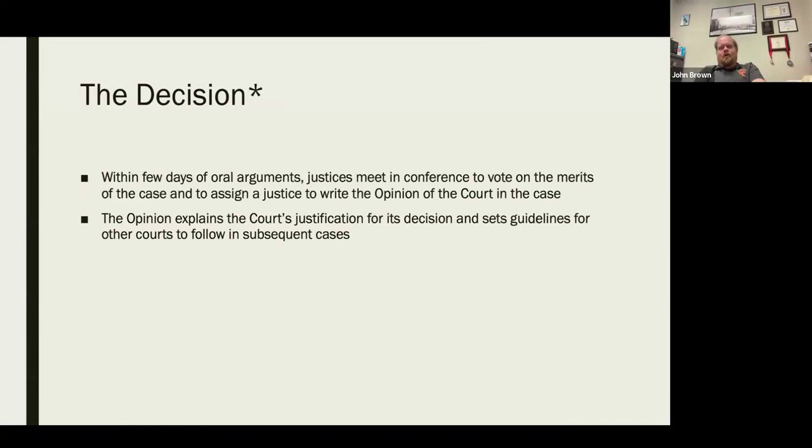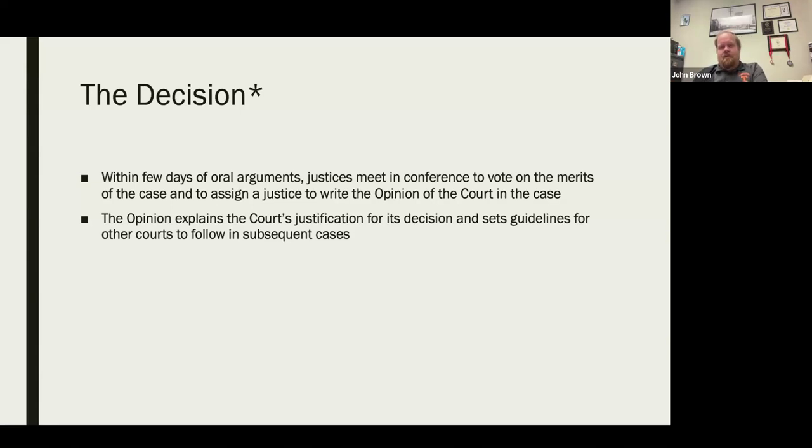Within a few days of hearing the oral arguments, the justices meet in conference to vote on the merits of the case and to assign a judge to write the opinion of the court in the case. The opinion explains the court's justification for its decision and sets the guidelines for other courts to follow in subsequent cases. If the Chief Justice is in the majority, he or she assigns who writes the opinion. If the Chief Justice is in the minority, then the decision on who writes the opinion goes to the senior judge who is in the majority.